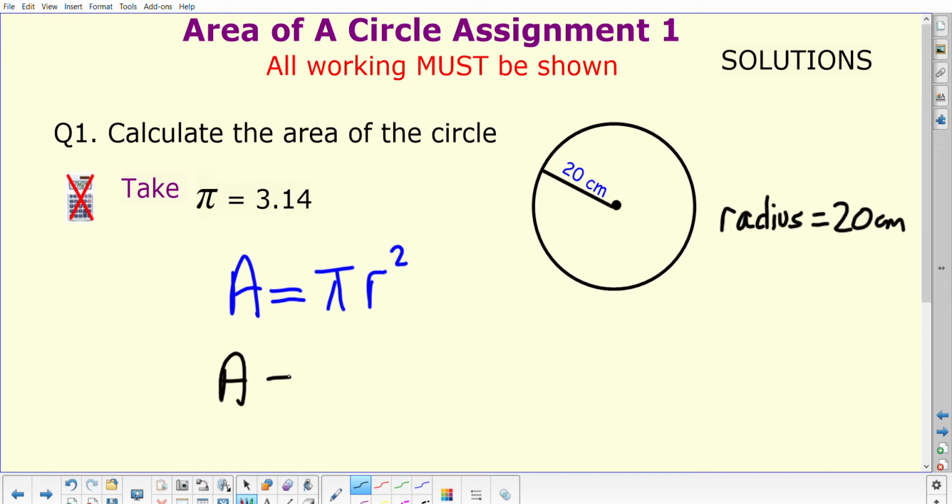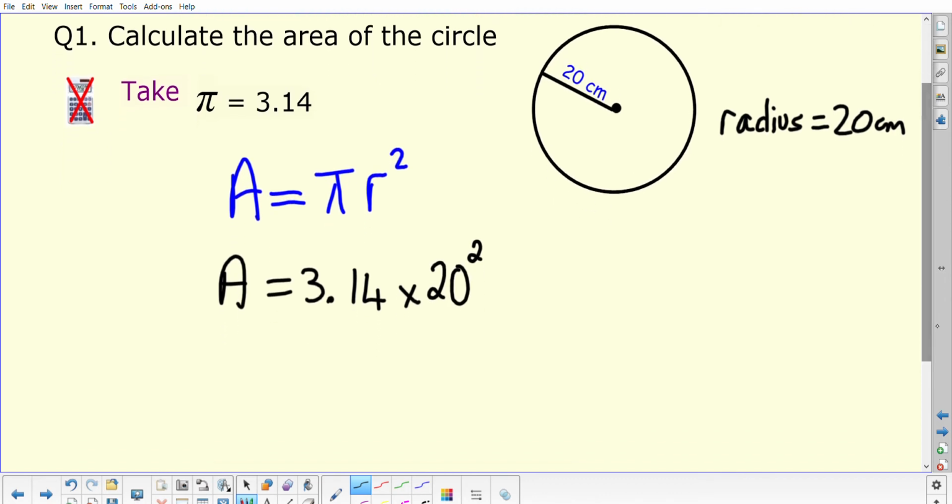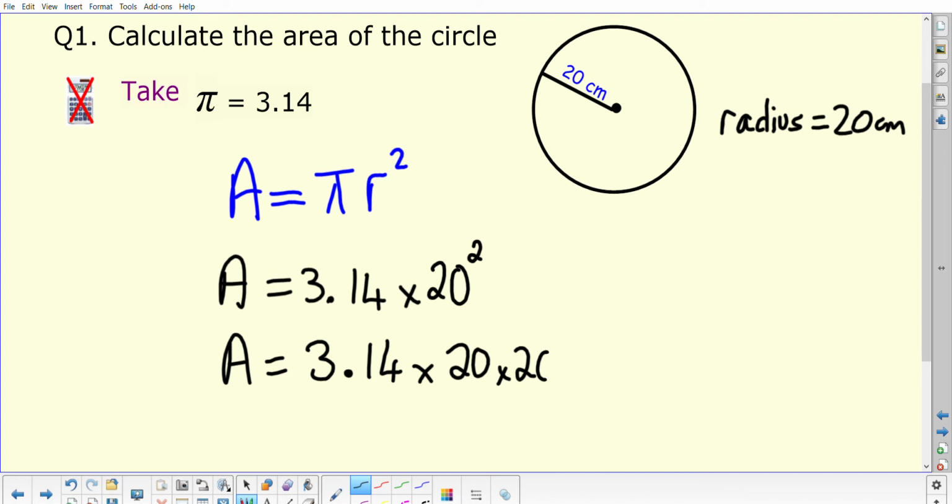So the next line of your work, once you've written area equals pi r squared, in our calculation we're going to be replacing the pi with the 3.14, and for the radius you're putting in 20. So that's the first line of working. So we're doing 3.14 times 20 squared. But what does that actually mean? We've got no calculator to do this, so the 20 squared bit means we're doing 20 times 20.